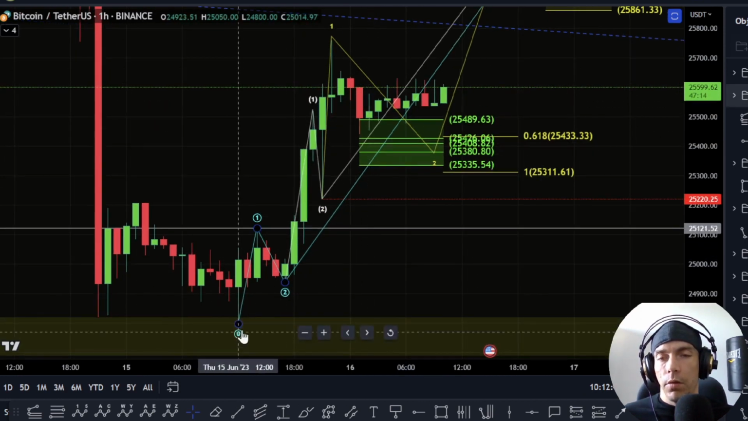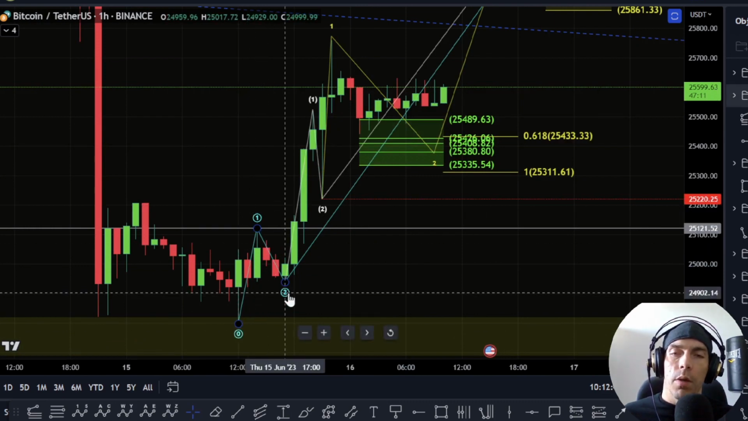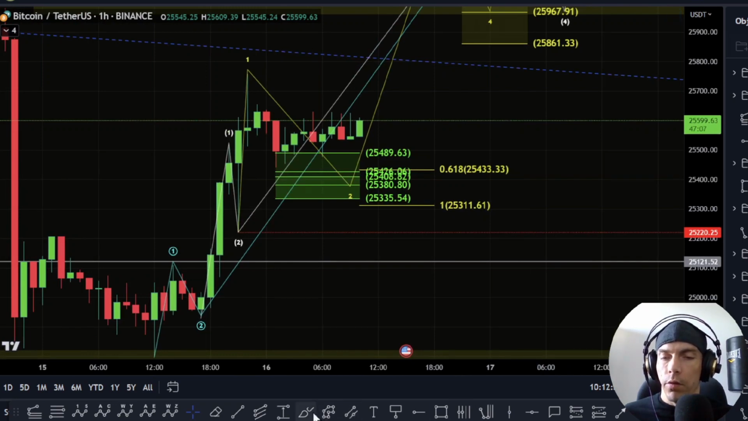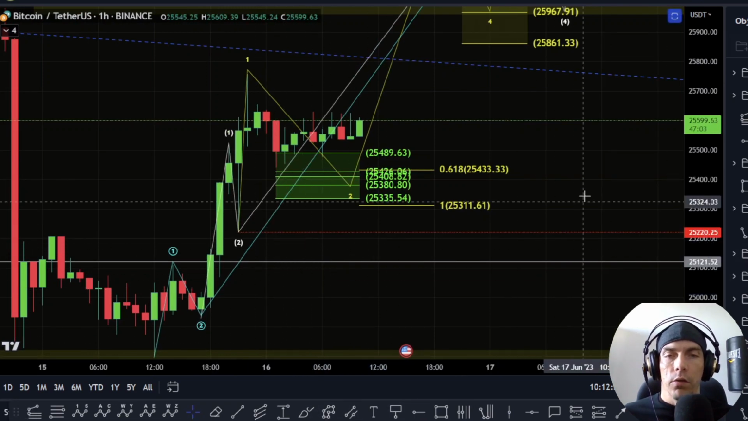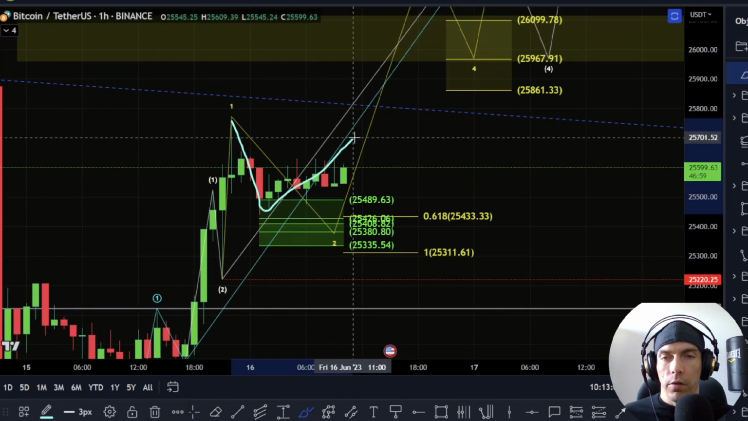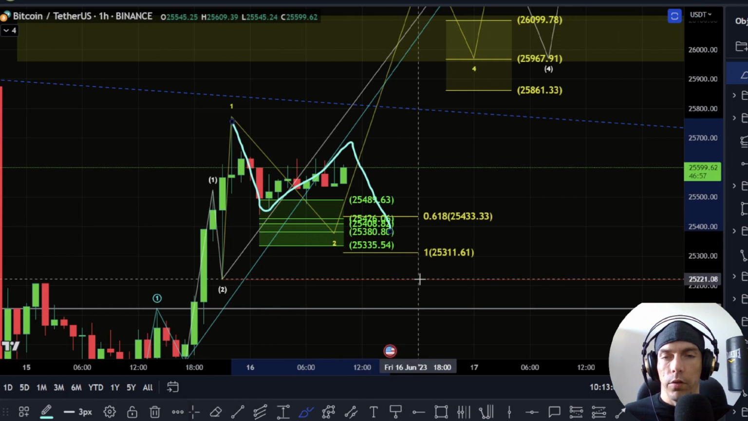Now because it came down to that 618, what this could mean is that we have 1, 2, 1, 2. Now the idea would be pretty much the same here. Our invalidation for this would actually be this 25,220. Now what I'd be on the lookout for is that we have something like this as A, B, and then looking for this as a C wave.